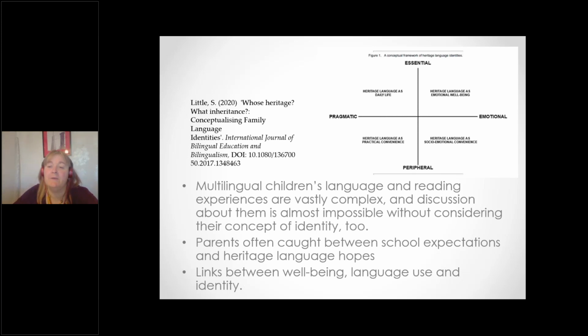Essentially, looking at it, you have an axis of essential and peripheral reasons for maintaining a heritage language and pragmatic and emotional reasons for maintaining the heritage language. If we start at the top left, where we have a quadrant of pragmatic and essential reasons, these are the kinds of families where heritage language is needed for the family to function. So where children, for example, might work as translators for the parents, or where family members like a grandparent live in the home who do not speak the language. And in those families, the need to pass on the language isn't really questioned by anybody. It's understood as an essential need.